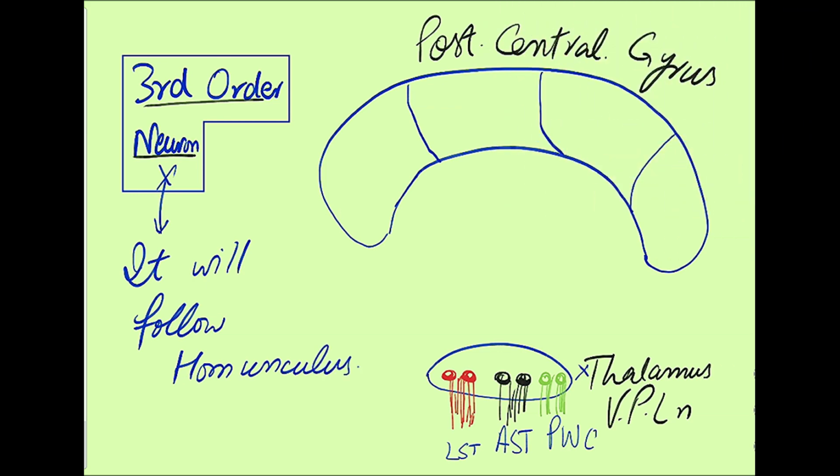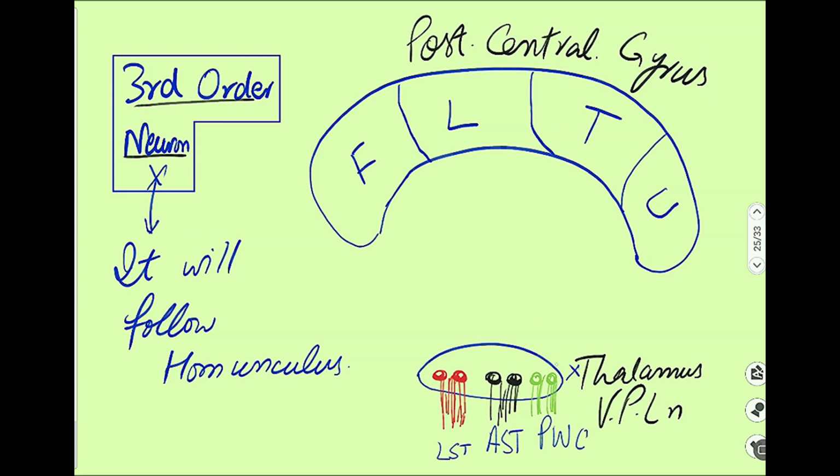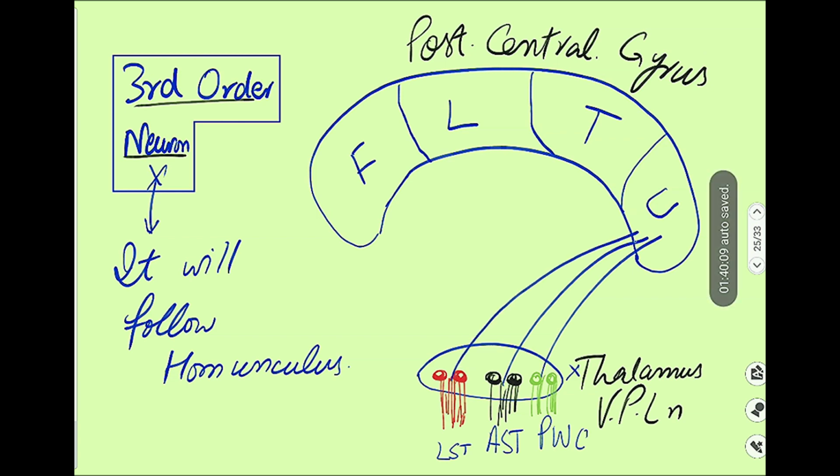So the homunculus is the body representation of the postcentral gyrus. We have an area for the foot, we have an area for the leg, we have an area for the trunk, and we have an area for the upper limb. So all the information about the upper limb that is present in the posterior white column, the anterior spinal tract, and the lateral spinal tract will reach the upper limb area. It doesn't matter what was the tract behind, all the fibers will reach the upper limb area.